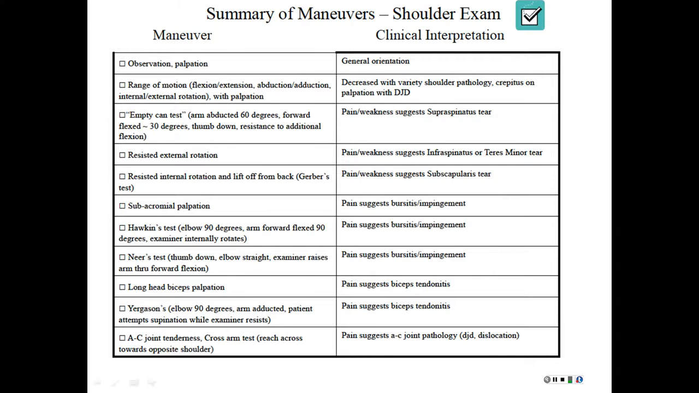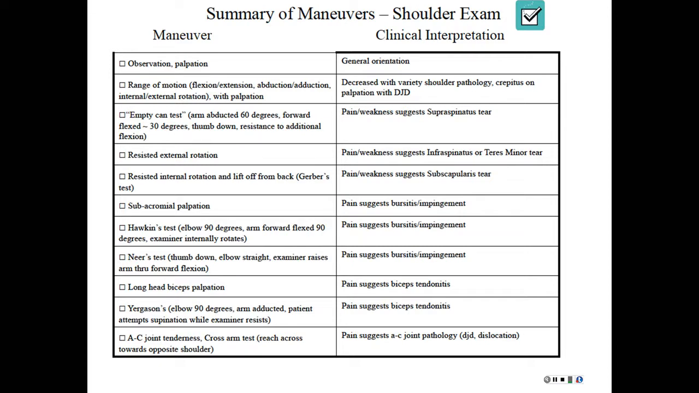Okay, for shoulder exams, once again, you want to do range of motion, empty can test, and then resisted internal and external rotation. Palpate the subacromial area, because that's the only way I can find the anterior and posterior rotator cuff. Then you're going to do the Hawkins test. The Neer's test is the thumb up, thumb down. And you do the straight arm raise. Those are the ones that you normally are going to do.